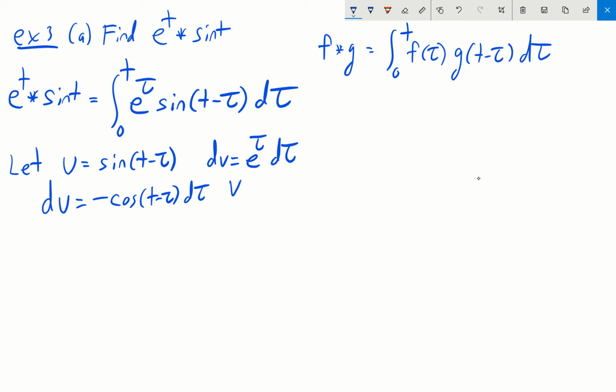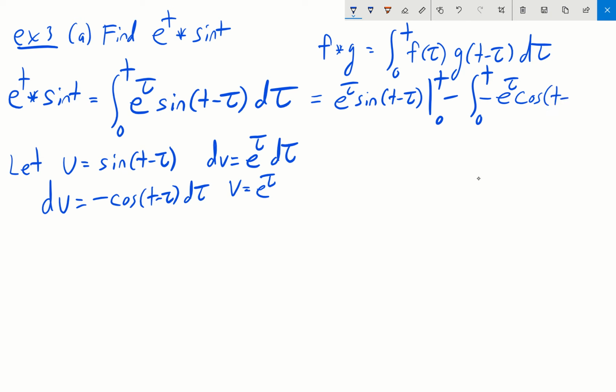And if we integrate to find v, the antiderivative of e to the tau is simply e to the tau. So according to the integration by parts, it should be u times v. That's going to be e to the tau times the sine of t minus tau, evaluated from 0 to t, minus the integral from 0 to t of v du. That's going to be a negative e to the tau times the cosine of t minus tau d tau.